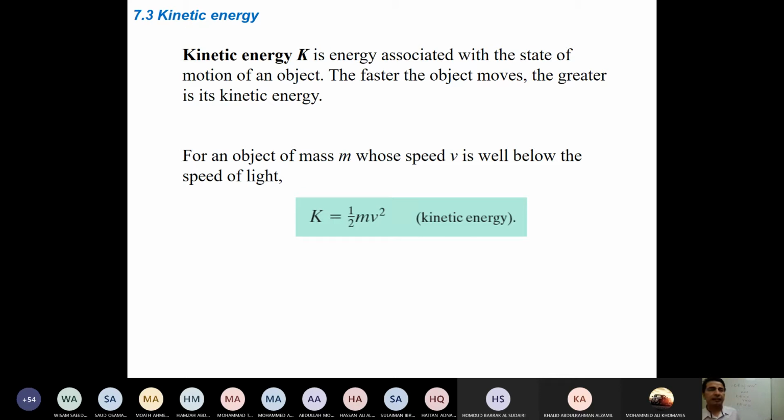Can someone tell, just looking at this formula, what will be the unit of kinetic energy? Newton multiplied by second? That is a later stage. We will be introducing that later on. Just looking at this formula, what will be the unit? Kilogram times meter per second. Yeah, kilogram meter per second, and then it is squared. So when we take it out of the square term, then it will be kilogram meter squared per second squared.